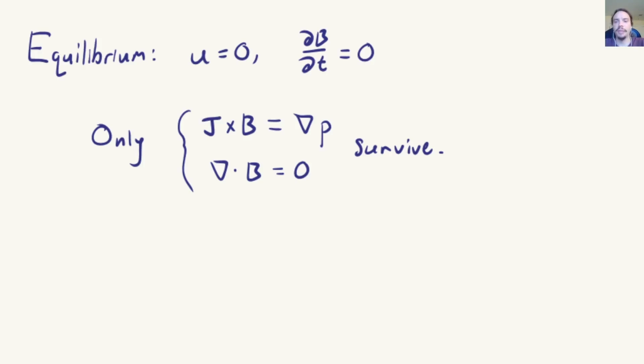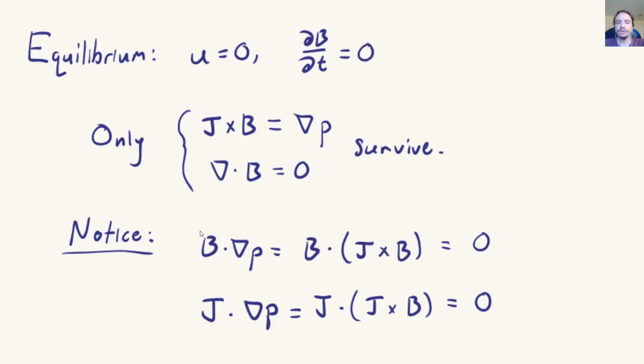Let's try to understand some properties of this equation. For example, what happens if we dot the first equation with either B or J? If you take the dot product of the first equation with B, then what you find is that B dot grad P is equal to B dot, well, J cross B. But J cross B is a vector that's perpendicular to both J and B. So the dot product with B is 0. So we end up finding that the directional derivative of P in the direction of the magnetic field is 0. Similarly, the directional derivative of P in the direction of the current is also 0.